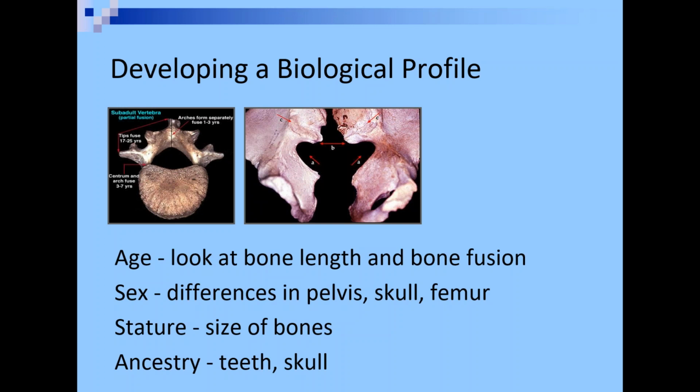Ancestry, basically that means the race of the individual. Again, there are features that indicate that they may be of African descent versus Asian descent versus European descent, or Native American. And when it comes to ancestry, it's not identifying necessarily the correct race of the individual with 100% certainty, but it's a matter of including certain features that were noticed in the skeletal remains on the report.